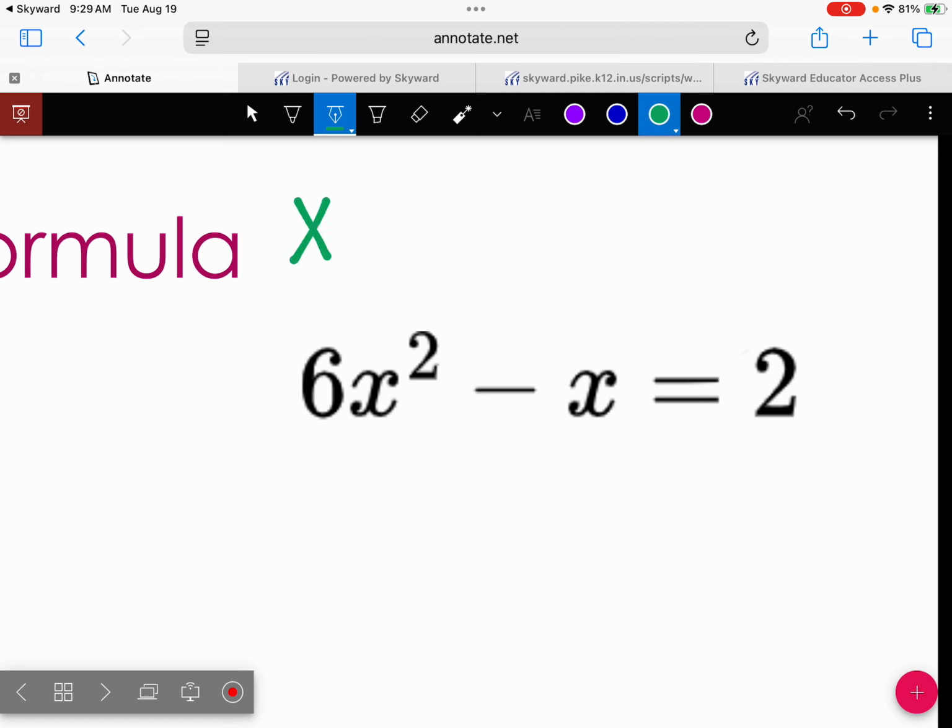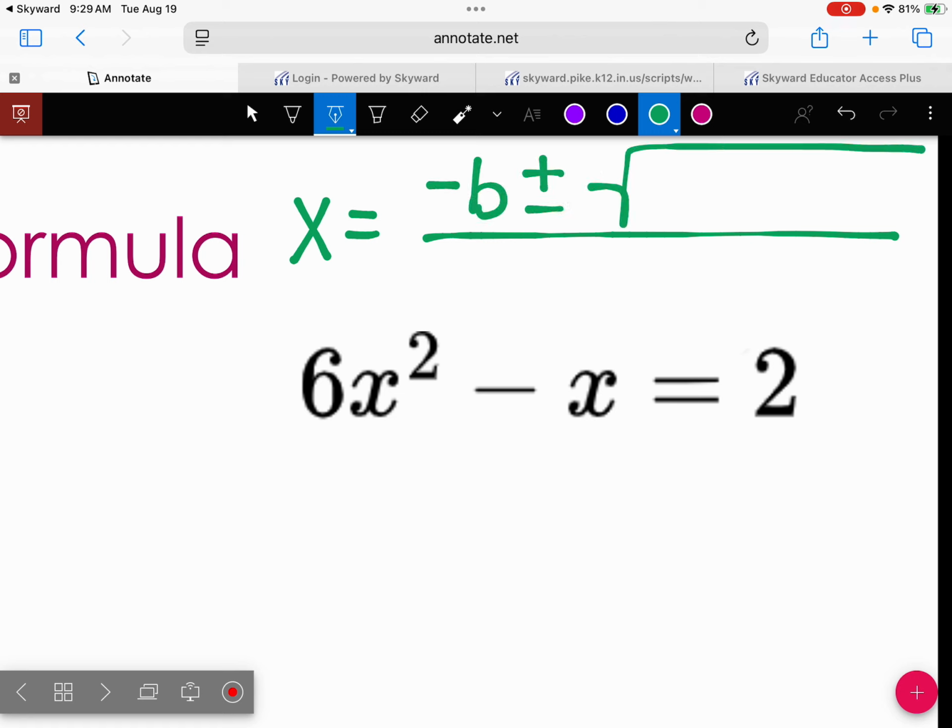Our x equals negative b plus or minus the square root of b squared minus 4ac all over 2a. It's a thing. It's there. We need to know it. So this one specifically tells us to solve using the quadratic formula.